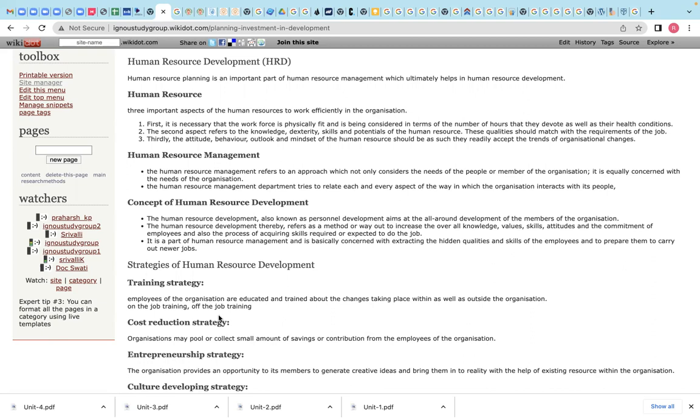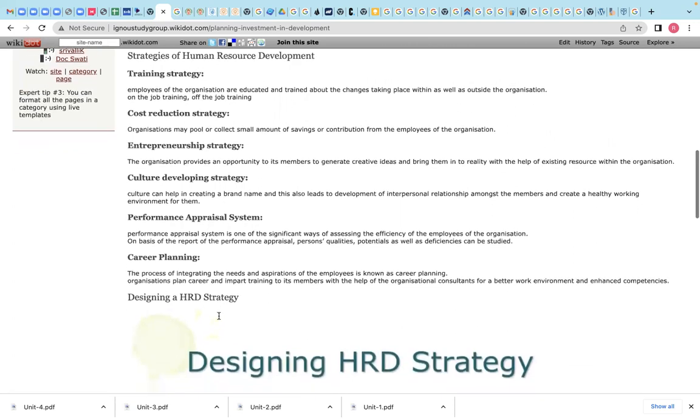Now, going into the strategies of HRD, right? First strategy: how exactly are you going to develop human resources? First is training and development. Training is the first way that you would do it, and there are two types of training: on-job training and off-job training. Second, you are going to do a cost reduction strategy. You are going to reduce the cost.